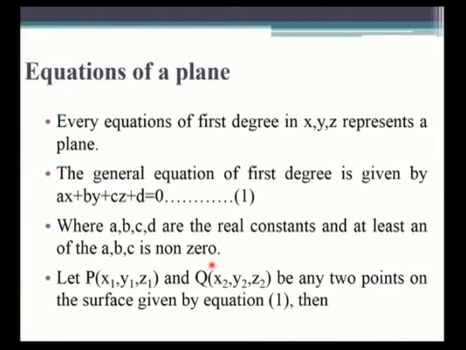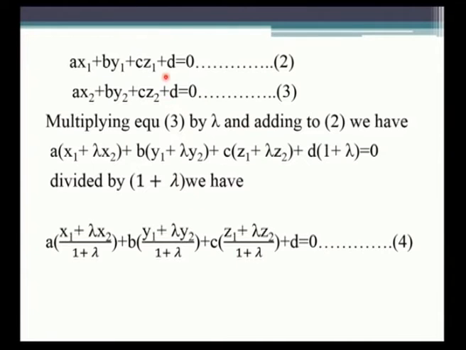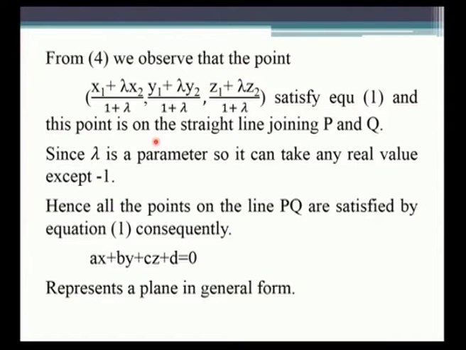So this equation ax plus by plus cz plus d is equal to 0 represents a plane in general form. In this explanation you learnt the equation of a plane containing the points P and Q, whose coordinates are x1, y1, z1 and x2, y2, z2. Then those two equations are manipulated, and we get the point (x1 plus lambda x2) by (1 plus lambda), (y1 plus lambda y2) by (1 plus lambda), (z1 plus lambda z2) by (1 plus lambda). This point satisfies the plane equation.